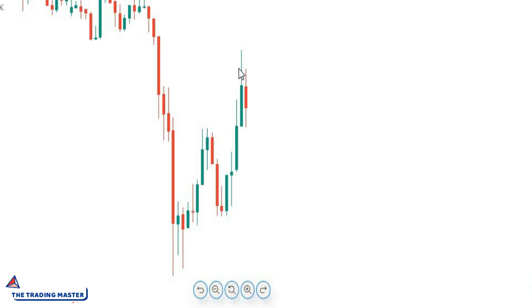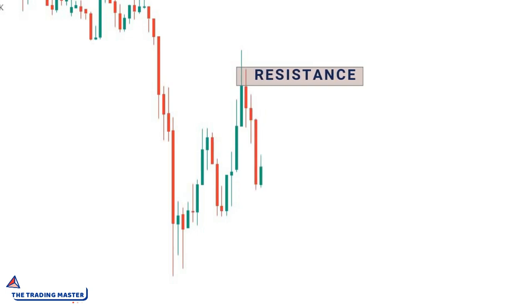We mark our resistance zone here, and wait for the price to come back. Therefore we will wait for a few confirmations before we can take an entry.